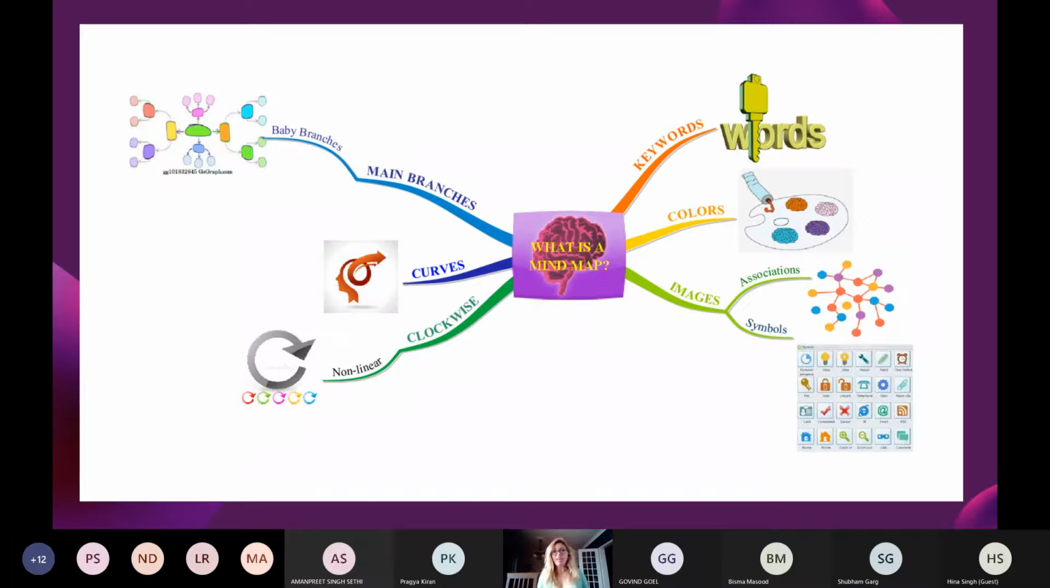And associations are very important within learning a language and vocabulary. So images help to provide some associations with the words, so that the learner can understand and even remember better. And also there are some symbols.